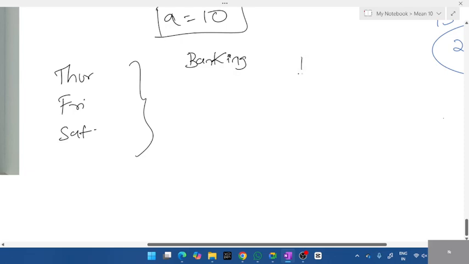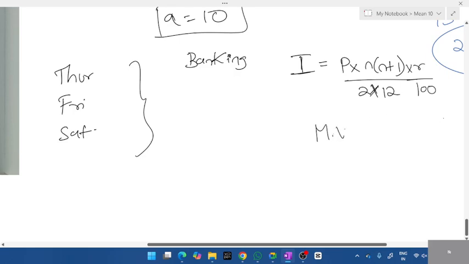Yes, interest. What is the interest formula? P into, divide by 2 into 12, right? Into R by 100. Then maturity value is equal to P plus I. Maturity value is nothing but amount. In some textbooks, they give it as amount. Both are the same.